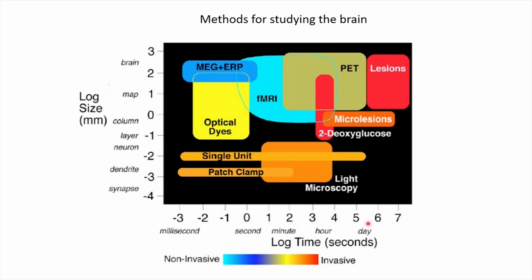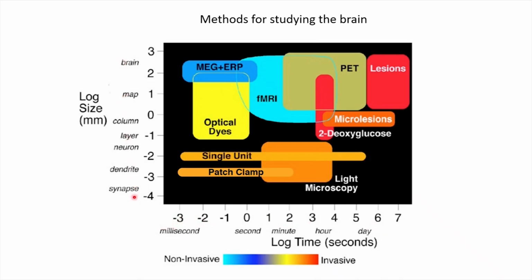And on this side, it is 1/10th of a second, 1/100th of a second, and this is 1,000th of a second or a millisecond. So this is our temporal axis or temporal resolution. And on the y-axis, we have size.